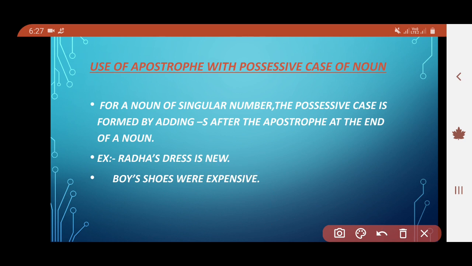Let's come to the second example. Boy's shoes were expensive. Here again boy, B-O-Y, is a singular noun, and we are making it possessive case by adding what? By adding an s after the apostrophe at the end of the noun. So the noun here is boy, yes or no?